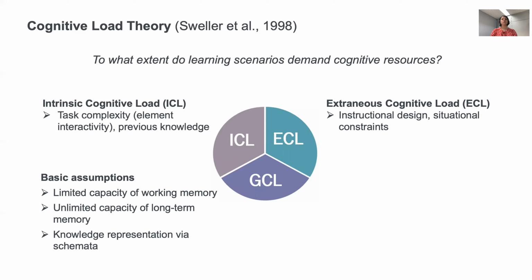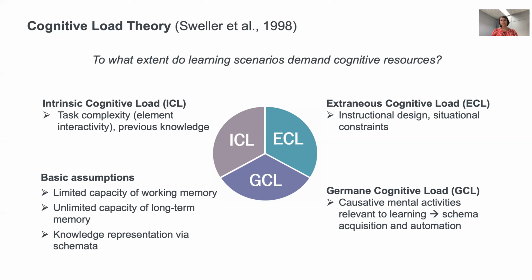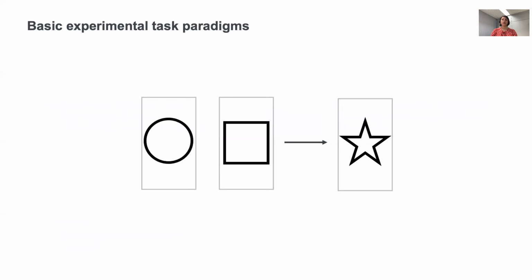Extraneous cognitive load refers to harmful effects of task-irrelevant features, such as an overly complex instructional presentation or competing goals from an interrupting task. Germane cognitive load is related to establishing and refining knowledge structures in long-term memory, which is referred to as schema acquisition and automation.